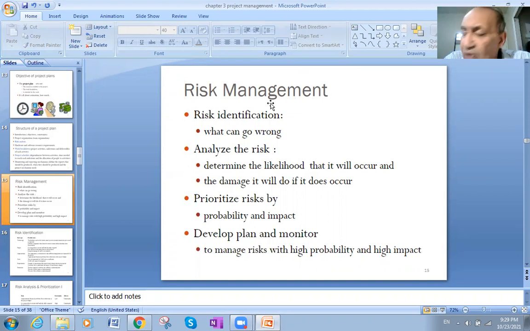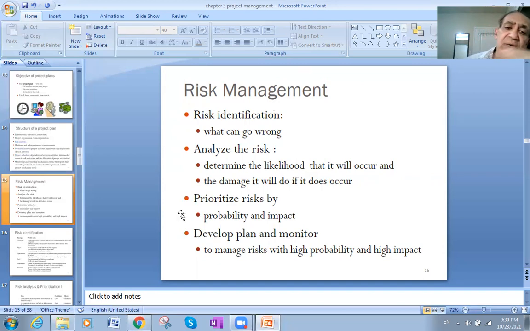Risk is a kind of unexpected event that happens in the environment of your decision area. Some unexpected things which you do not expect, starting with natural disasters, technical errors and human errors. All those are kinds of risk.